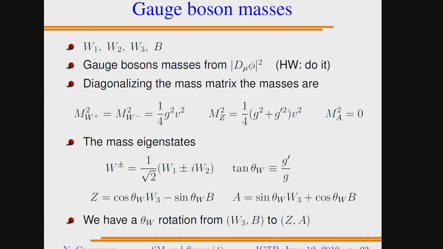They are the eigenstates of my unbroken generators, okay? And this theta W is just an arbitrary number, and it has to do with the parameters of my model. It turns out that tangent theta W is g prime over g. g prime is the coupling of the U1, and g is the coupling of the SU2.